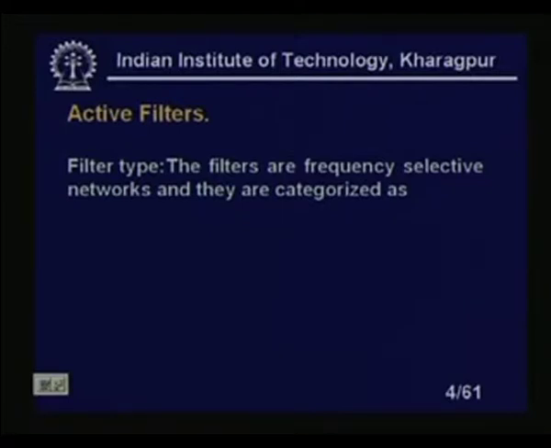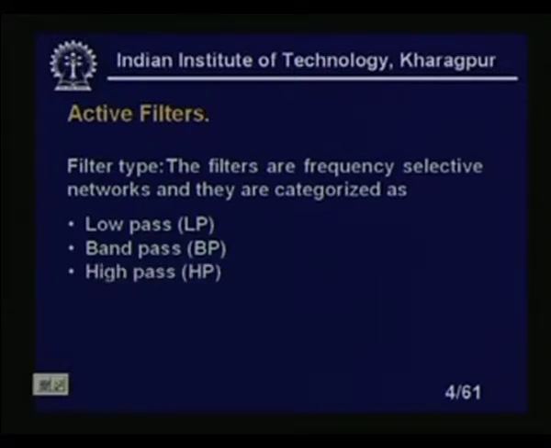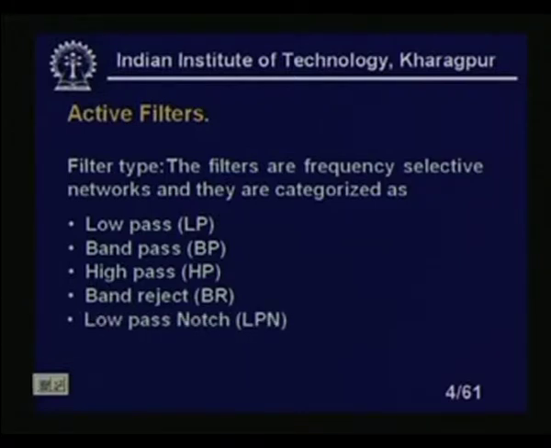Now, filters are frequency selective networks, and they are categorized as low pass, band pass, high pass, band reject, low pass notch, and high pass notch. These are the typical classes of filters you will get. Also, we have the delay equalizers or all pass filters, which is also a class of filters that will be discussed later on.